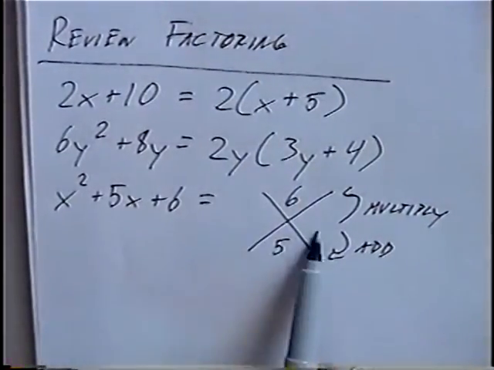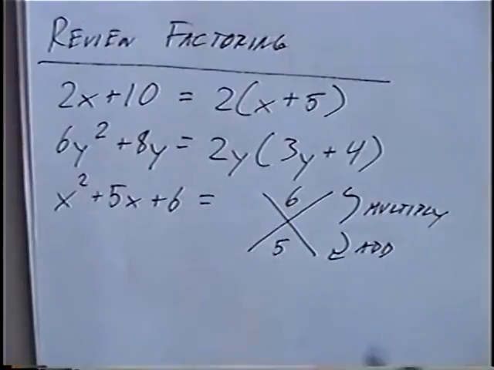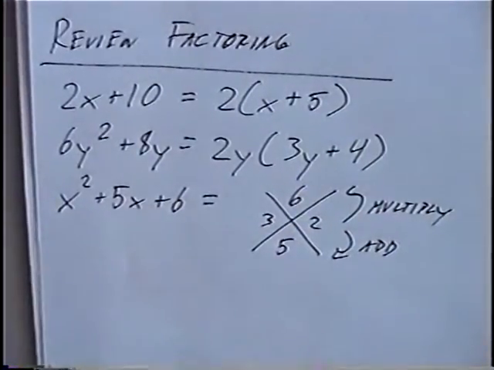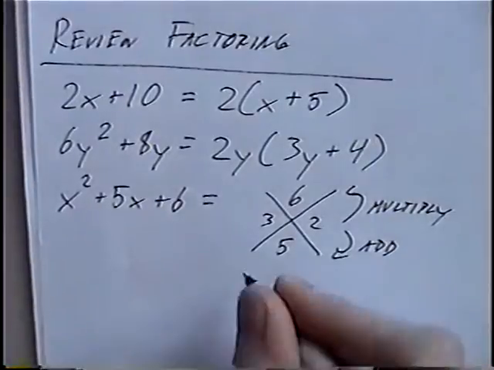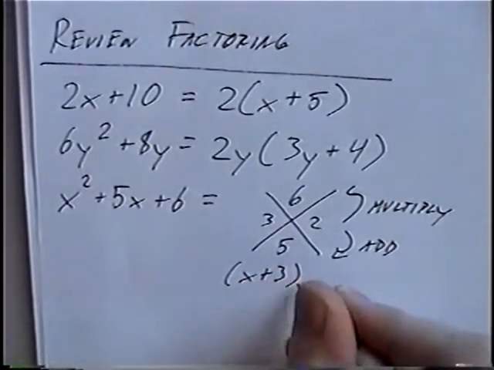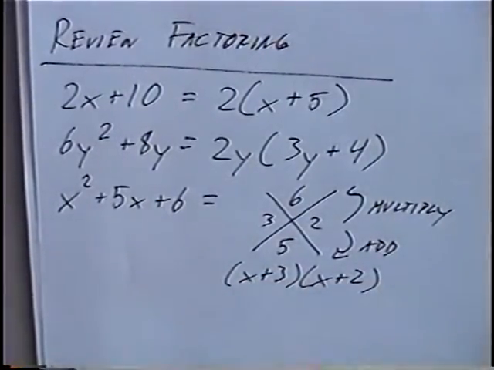In this case, two numbers that multiply to get 6, and those same two numbers add to get 5. In this case, the answer would be 3 and 2. Your final answer in parentheses with x would be x plus 3 and x plus 2.